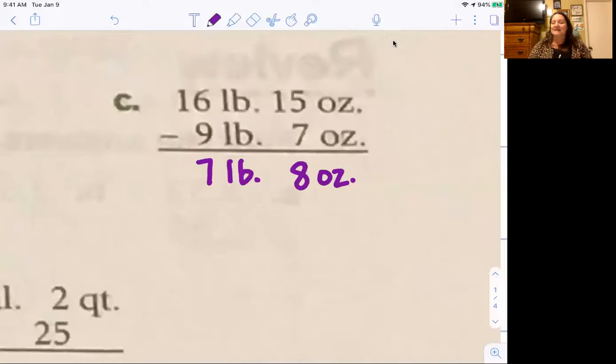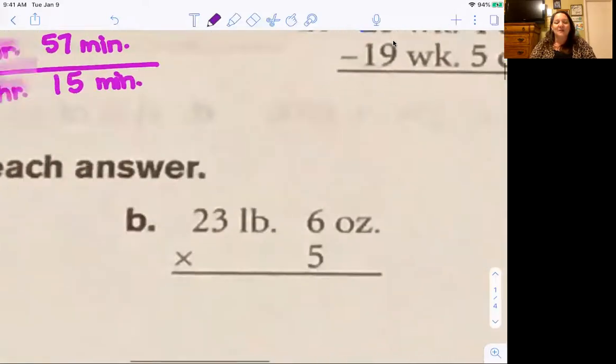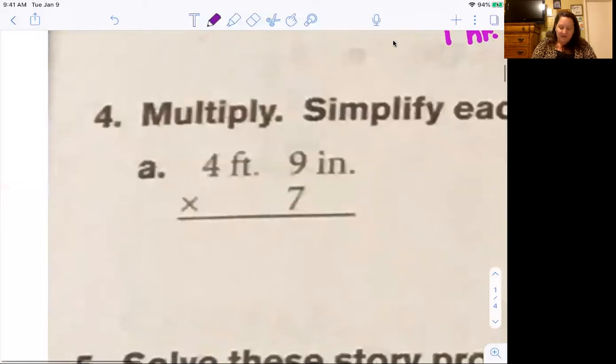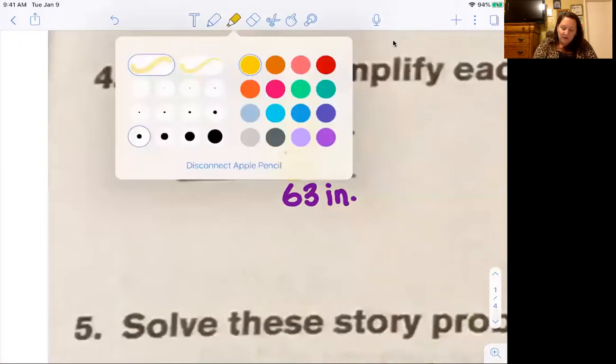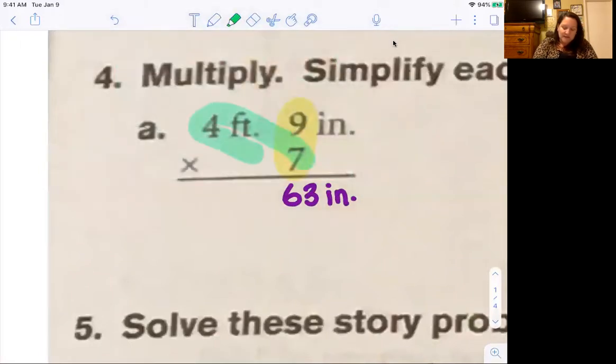16 minus 9 is 7, 7 pounds, 8 ounces. Okay, multiplying. I like doing multiplying. Let's look at multiplying. 4 feet, 9 inches times 7. Well, remember from yesterday's lesson, we're going to do the 9 times 7 first. What is 9 times 7? 63 inches. Then we're going to move on to the 7 times 4.